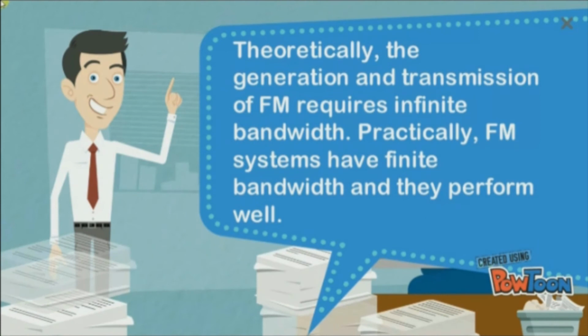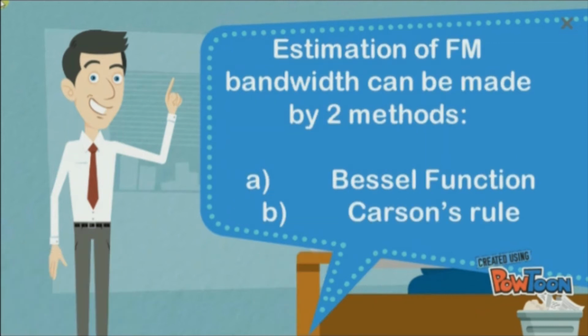Now, we are discussing the frequency modulation bandwidth. Theoretically, the generation and transmission of frequency modulation requires infinite bandwidth. Practically, frequency modulation systems have finite bandwidth and they perform well. Estimation of FM bandwidth can be made by two methods, which are the Bessel function and the Carson's rule.